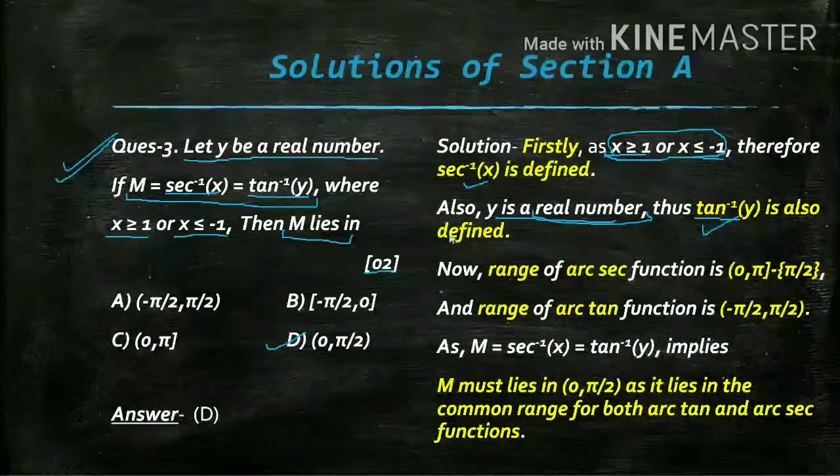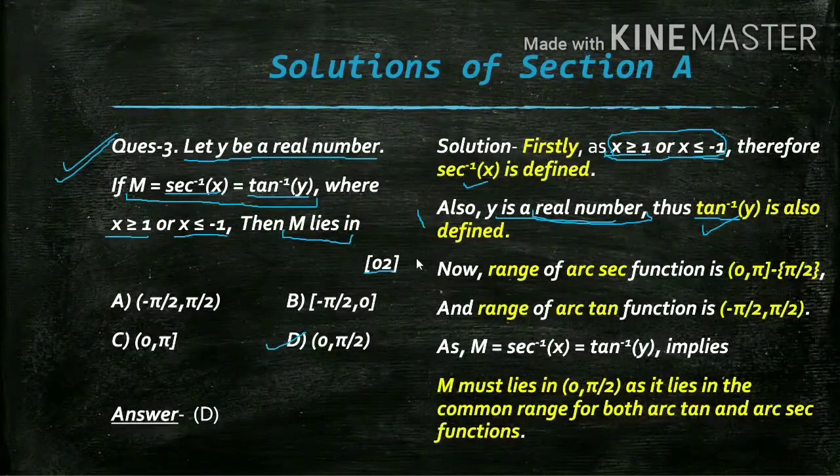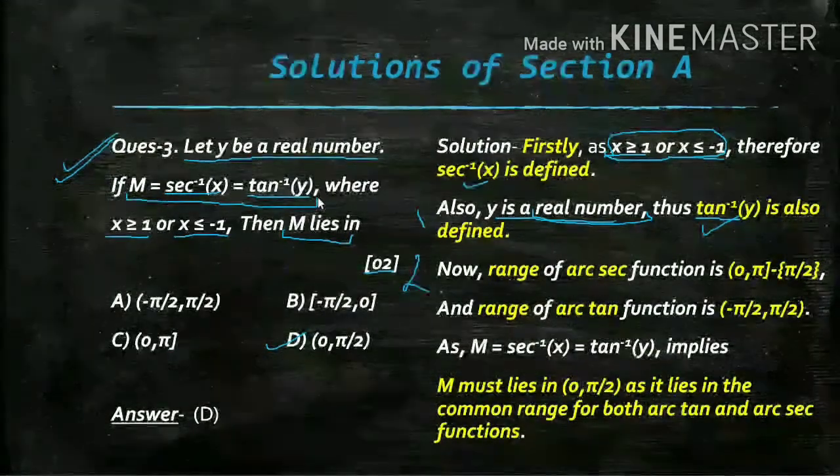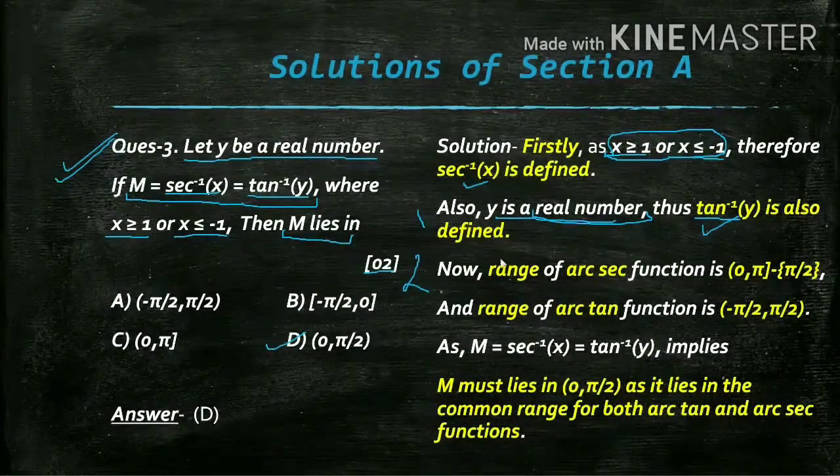Now the first step is done. Second step: because we don't know whether x and y are positive or negative, we move to the principal value or the range. The range for the arc sec function, or the sec inverse function, is this, and for the tan inverse function is this. See, I told you the sec function is similar to the cos function.